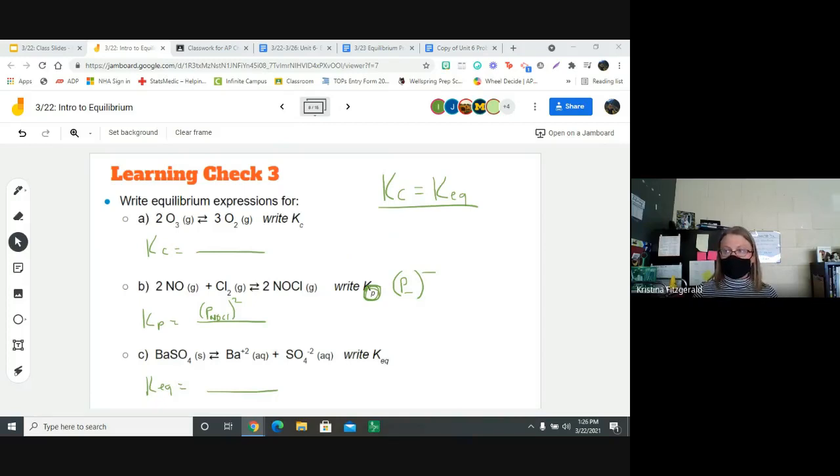Does anyone have A done that would like to tell me how to write it? Yeah, Thomas, what am I doing? Great, yeah. There's number one. People at home, anyone at home want to volunteer? You want to unmute yourself? Tell me how to do it.